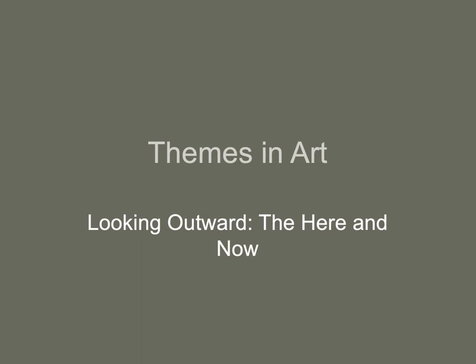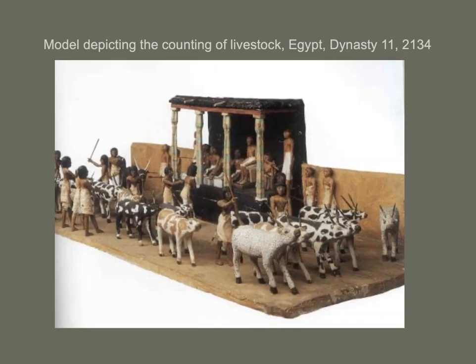The next theme we're going to talk about is looking outward, the here and now. So sometimes art is just about looking around and recording what's going on for future generations. This is a model depicting the counting of livestock in Egypt from 2134 BCE.